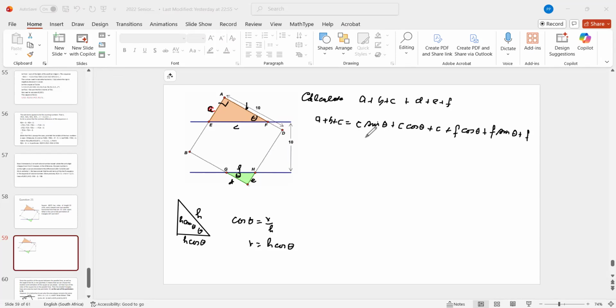So this is, I'm adding the whole lot. I can just put the equal sign here. So these 6 unknowns have actually been replaced by 3 unknowns. I've got C, F, and theta. All right, we can take out C into this: sine theta plus cos theta plus 1.